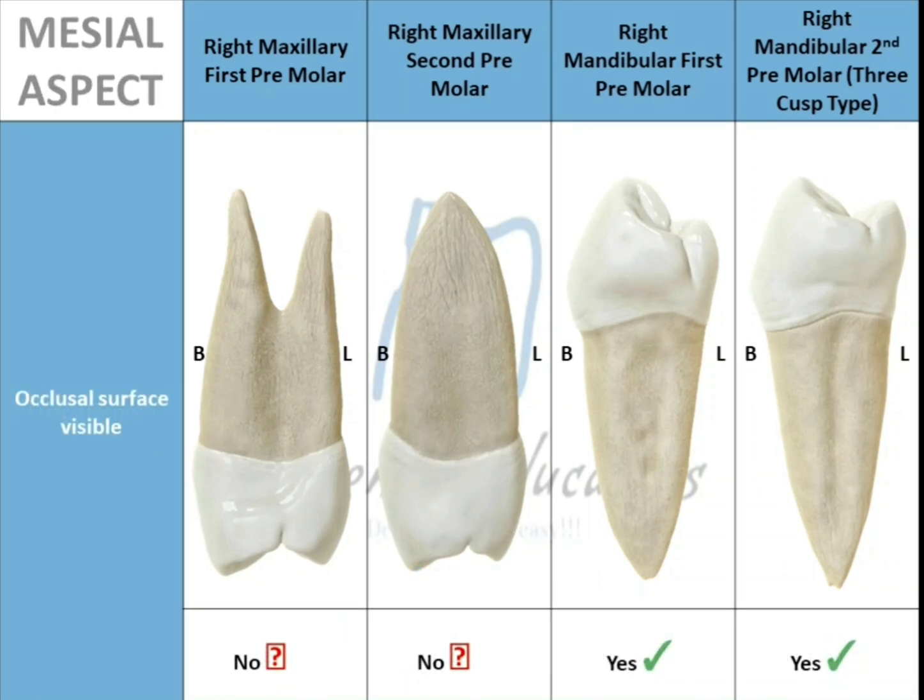From the mesial aspect, the characteristic features on the occlusal aspect are not visible for the maxillary first premolars and maxillary second premolars. But the features on the occlusal aspect like marginal ridges and transverse ridges can be observed for the mandibular first premolars and mandibular second premolars from the mesial aspect.